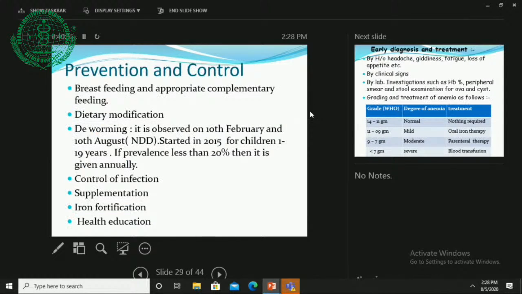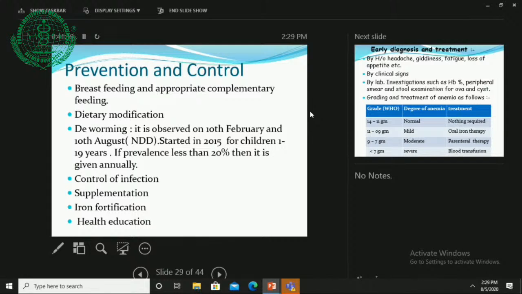Now we'll go for prevention and control of iron deficiency anemia. So first, you should start with breastfeeding. Breastfeeding is the best for preventing anemia during the first 6 months of life of the infant. Now milk is a poor source of iron. Human milk contains about 0.4 to 0.5 milligrams of iron per liter, and that is sufficient for the baby for 6 months. If the baby is exclusively breastfed, he gets the required amount, and he should not suffer from iron deficiency anemia if he is exclusively breastfed.